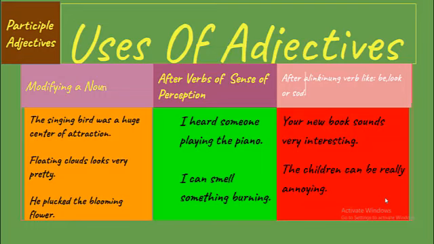So if I ask what is the adjective in the given sentence, that is singing bird. If I ask what is the adjective in the next sentence, floating clouds look very pretty, that is floating. And if I ask, he plucked the blooming flower, what is this? So here blooming flower is the adjective.